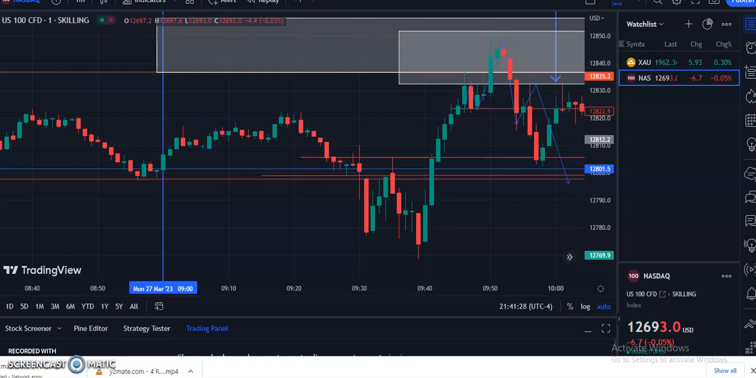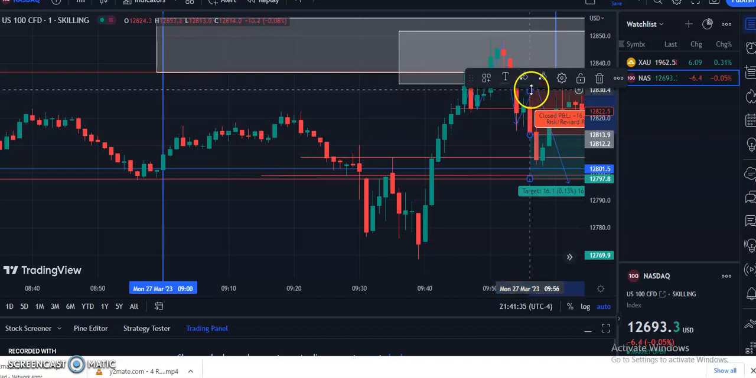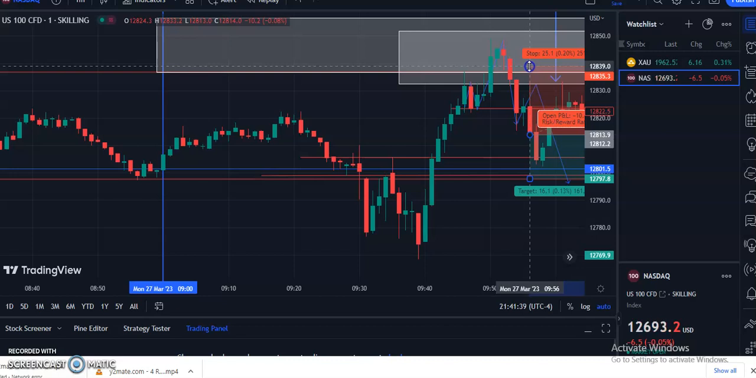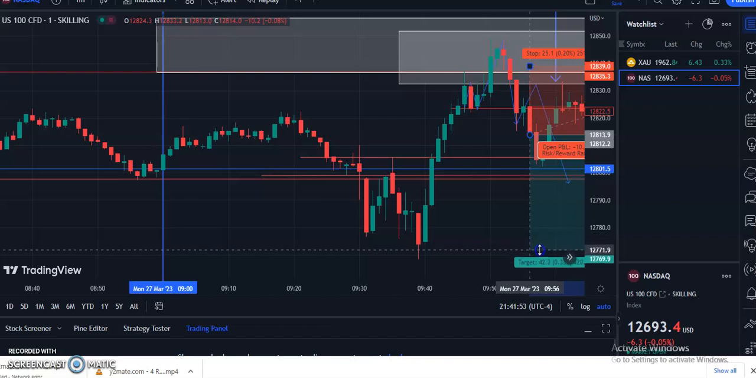Now, does that mean that this setup is bad? It's a low probability setup, but now you have to reduce your risk by increasing your stop loss size, but also reducing your lot size. So, we have our stop loss and our take profit.